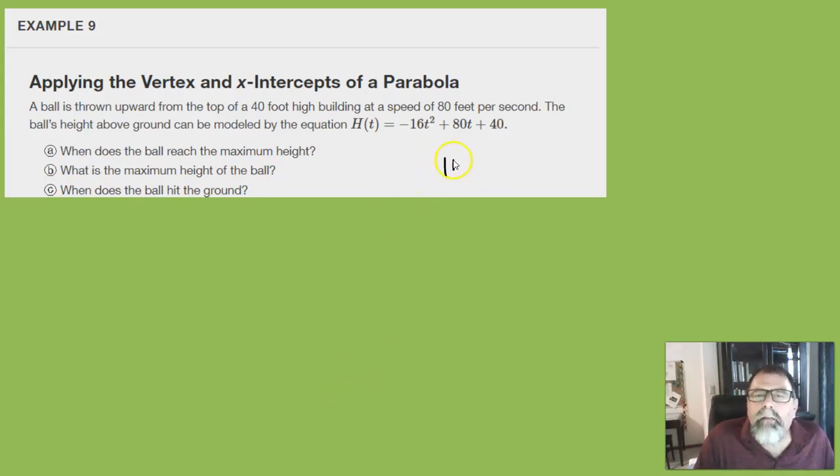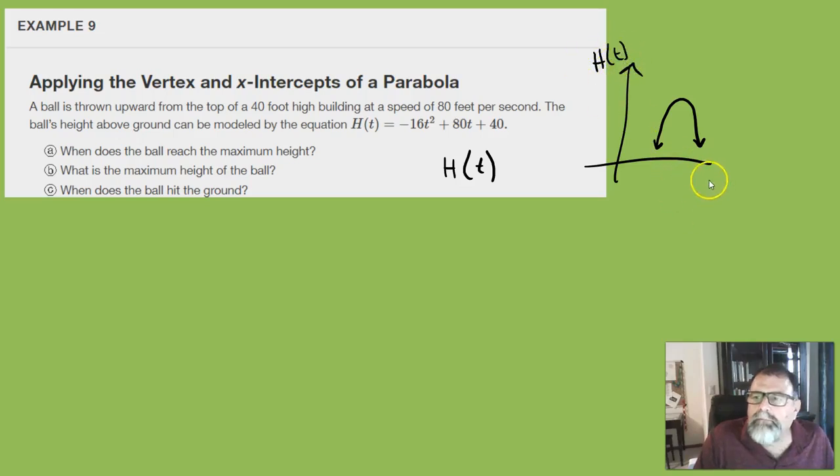Alright, so it seems like all the examples we did had a negative a. So this again is a parabola that's opening downward. And remember, the y-coordinate is our height, and the x-coordinate is our time. So we want to find, and this is not to scale, it's just opening downward, the maximum height. So we've got to figure out the vertex.